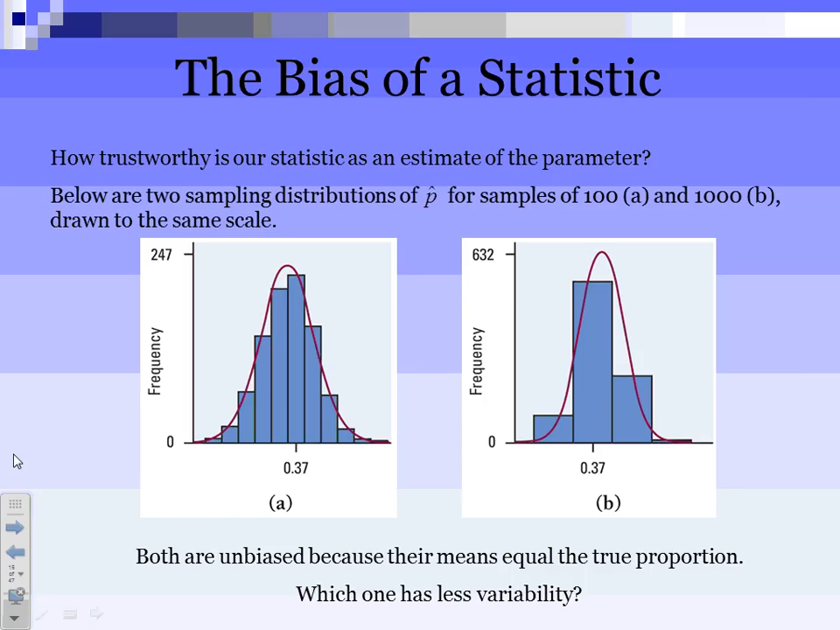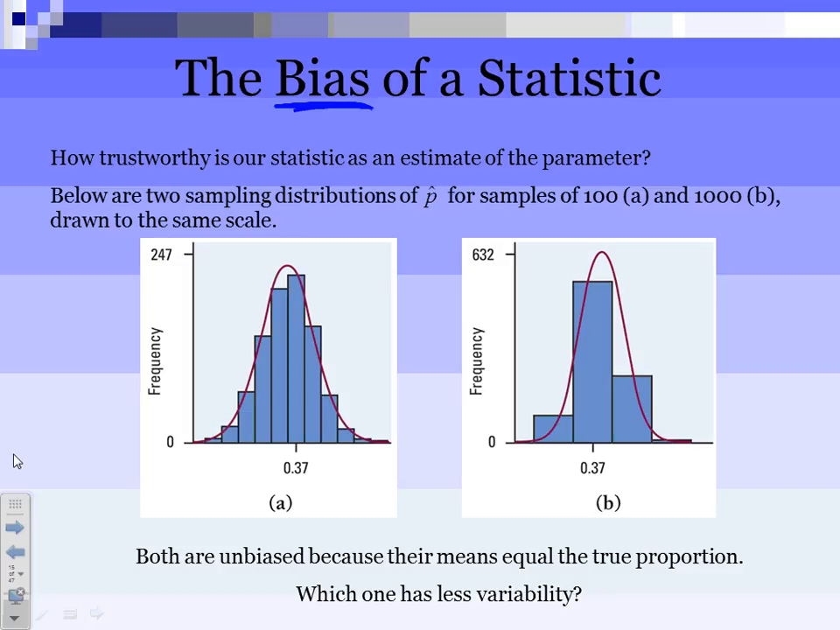All right, now let's talk a little bit about the bias of a statistic, because that's very important when we are selecting a sample, or more specifically selecting a sampling distribution. We've talked about bias back in chapter 5, where something about how we collect the data makes it not representative of the population. Right?